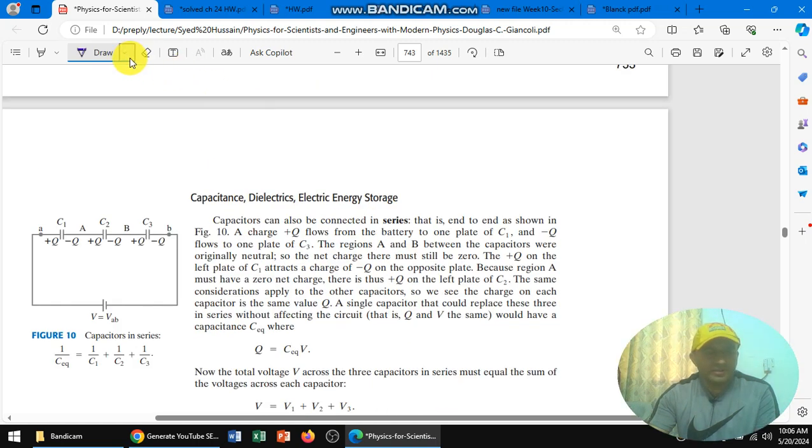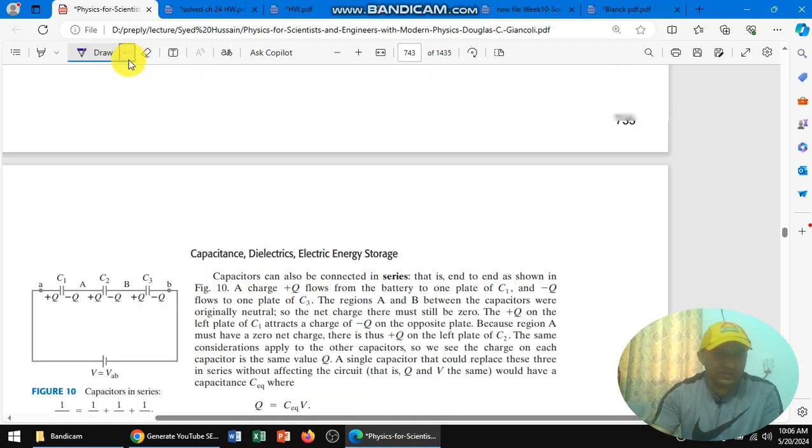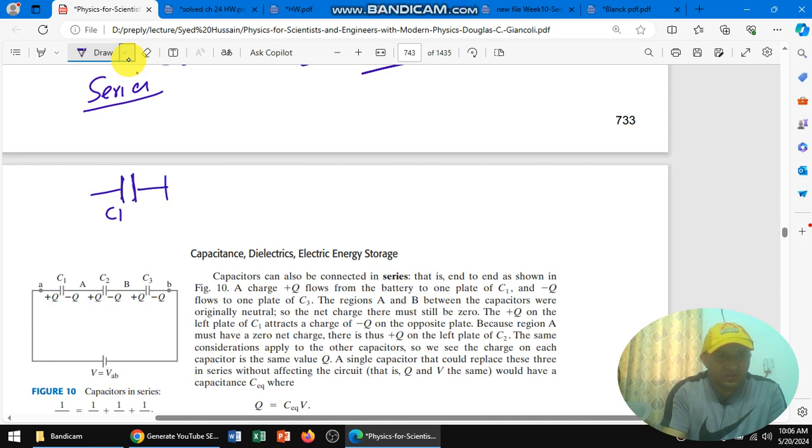Now the second combination, that is the series combination. In the series combination, the capacitors are connected end to end. For example, if we have capacitor C1, then C2, then C3.